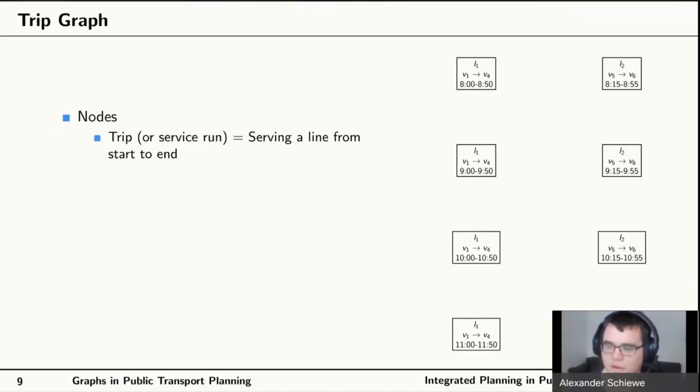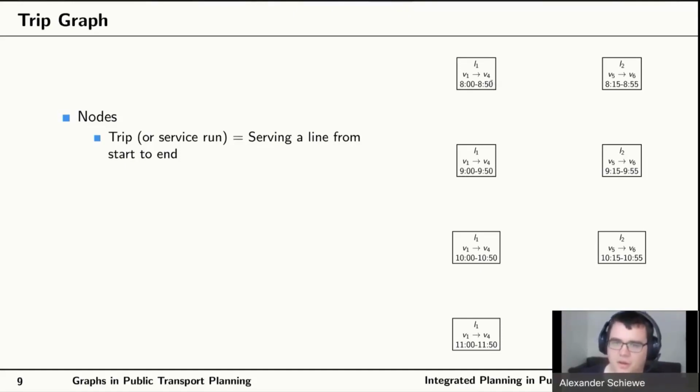So like you saw earlier, we had these timetable representations where we had the single lines representing a line serving. This is now a single node here, and we will call this a trip. So I think Markus earlier called it service run. This is just the serving from a single line from start to end.